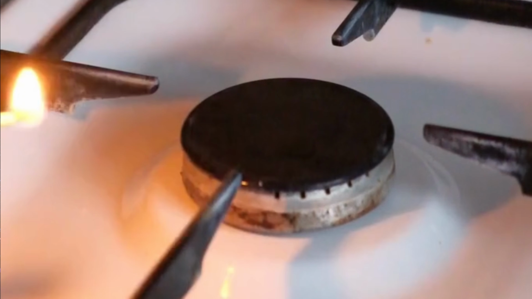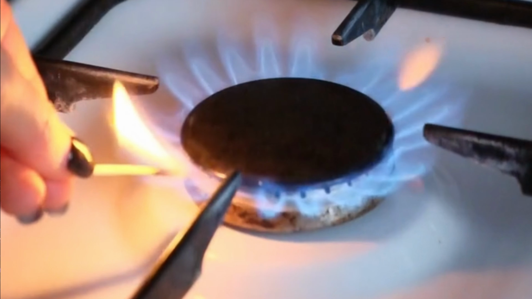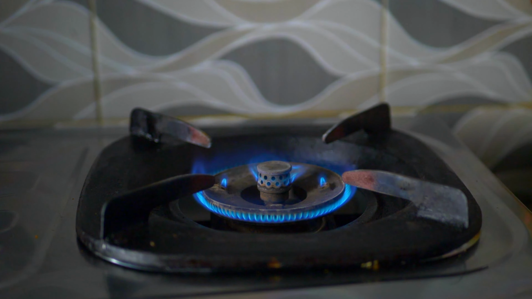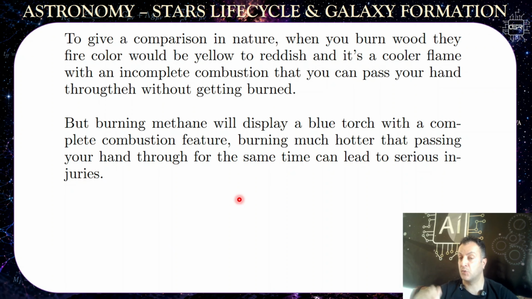But burning methane will display a blue torch with a complete combustion characteristic, burning much hotter, much faster, without residues, which makes passing your hand through that type of fire for the same amount of time that you do it for fiery wood much more dangerous. You can actually get burned, because the fire is less tolerable and much hotter, leading to serious injuries in such a case.